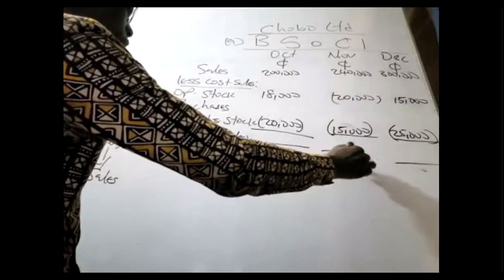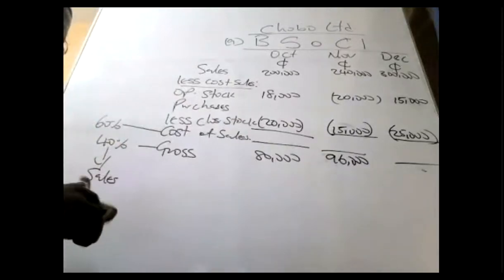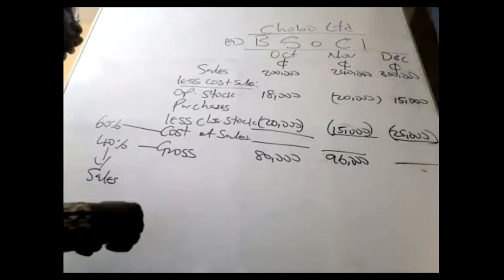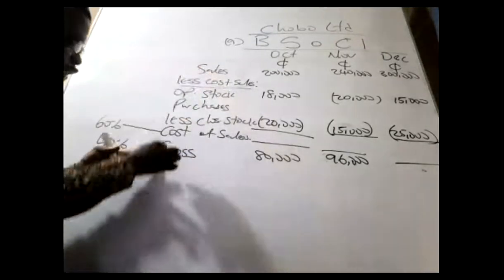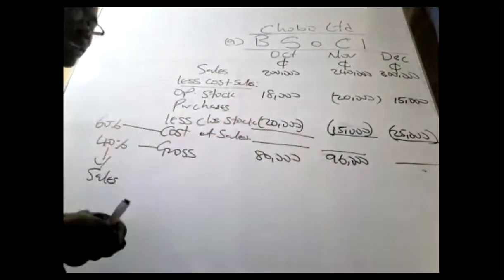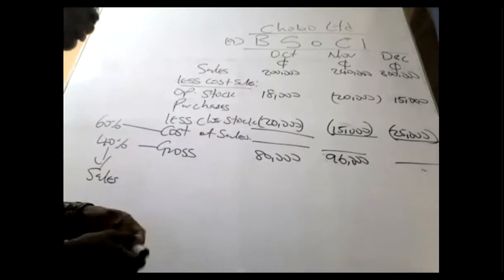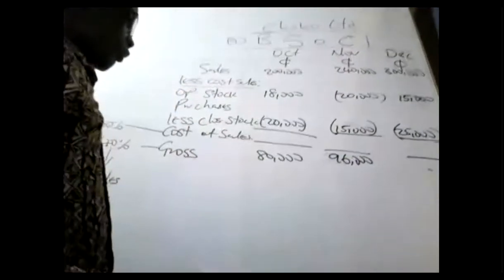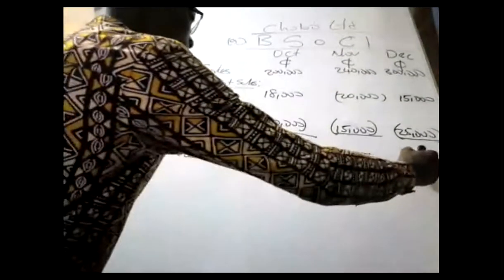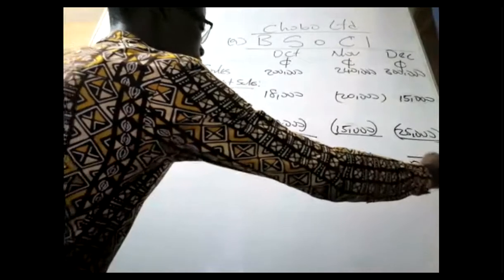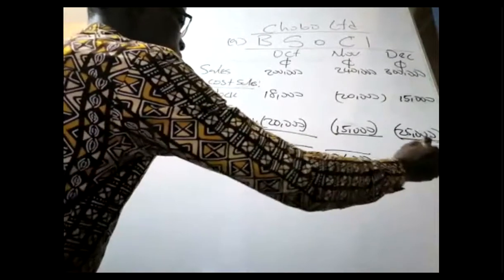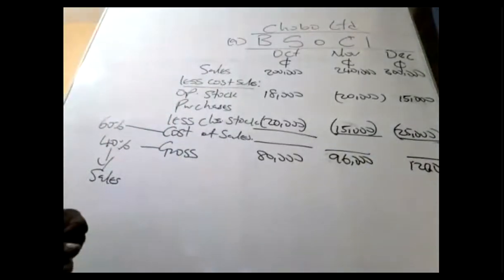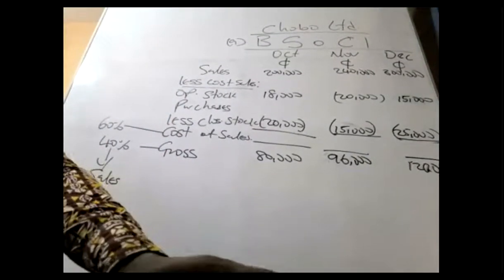How do you get it? The examiner informed us that the gross profit margin happens to be what? 40%. So you can easily continue right from the sales. You can continue from here. The rest is just a balancing figure for you to find the other issue. Then what about 40% of this? You give us 120, right? So that is 120,000.